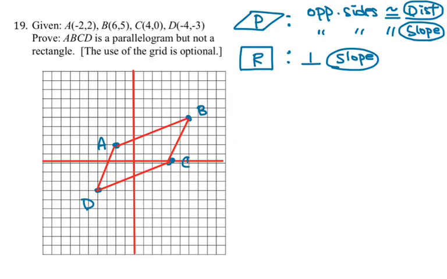So here, slope for AB is y2 minus y1, so 5 minus 2 over 6 minus negative 2. And you can see that that must be equal to 3 over 8. Now we're going to go for slope for BC. Slope for BC would have been 0 minus 5 over 4 minus 6, which will be equal to negative 5 over negative 2, which is the same thing as simply 5 over 2, because 2 negatives make a positive.